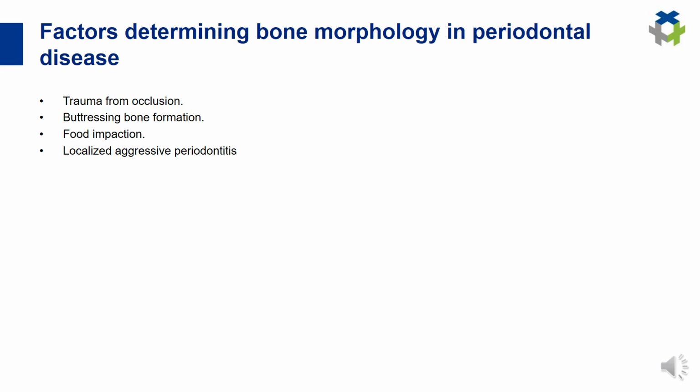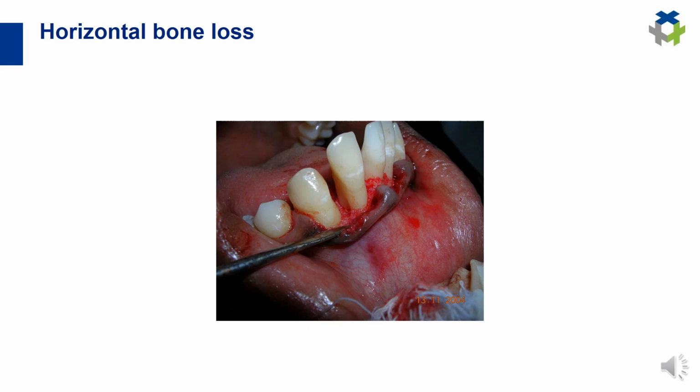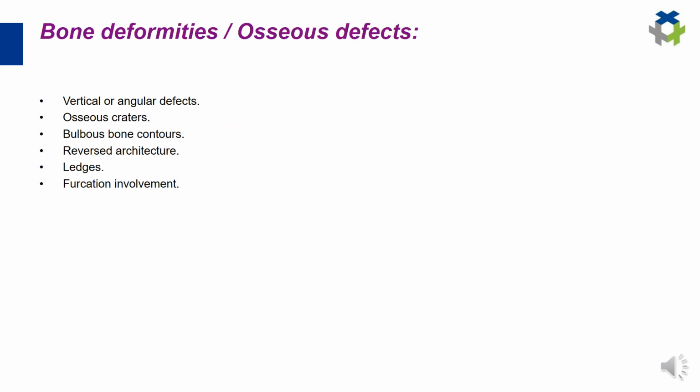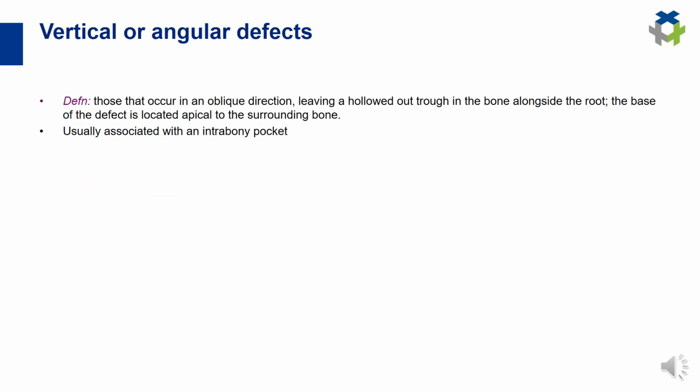Factors determining the bone morphology in periodontal disease: trauma from occlusion, buttressing bone formation, food impaction, localized aggressive periodontitis. This is the horizontal bone loss. Bone deformities and osseous defects: you can have vertical angular defects, osseous craters, bulbous bone contours, reversed architecture, ledges and furcation involvement.